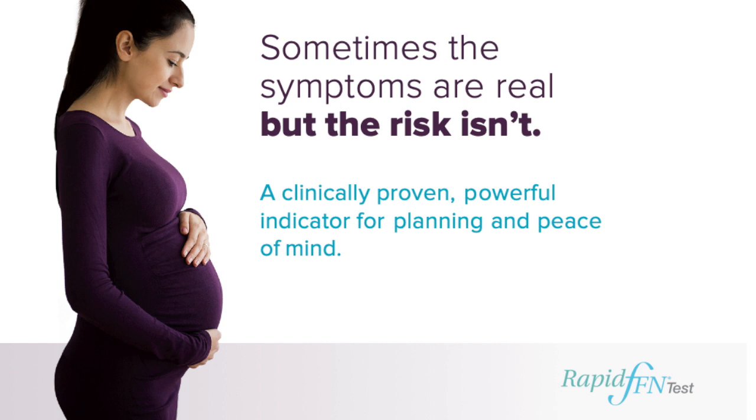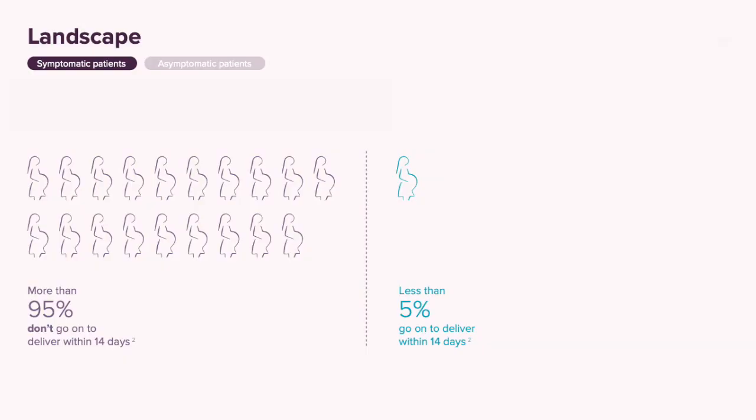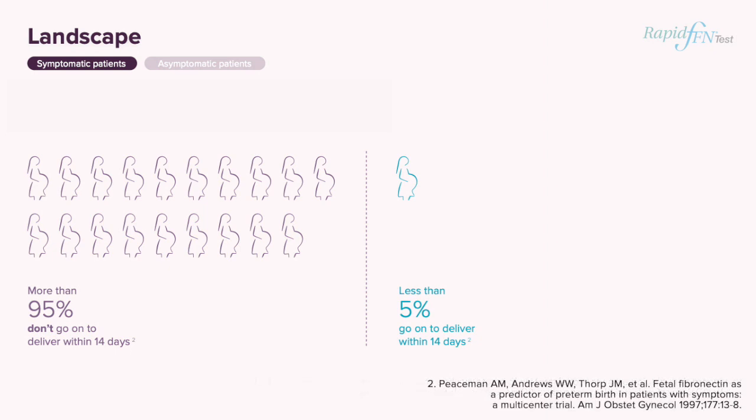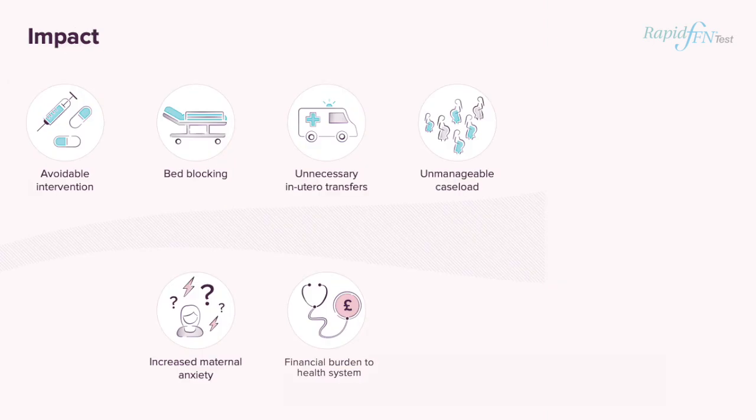Often the symptoms are real, but the risk isn't. Approximately 1 in 5 women exhibit signs and symptoms of preterm labour at some point in their pregnancy. Of this number, studies show that more than 95% of these women don't go on to deliver within the next 14 days, leaving less than 5% that do. Mismanagement of women in threatened preterm labour can lead to many impacts, directly affecting the patient, healthcare providers, hospitals, and health systems as a whole.